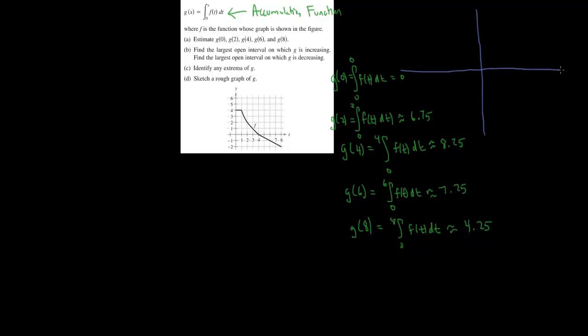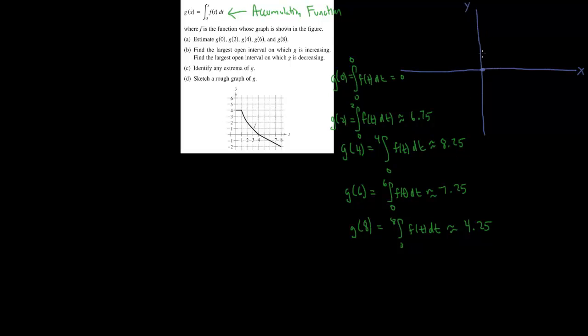So let's think about it. Let's just say x and y. Think about what's happening with g. G of 0 was 0. G of 2 we said was about 6.75. So let's put some scale here.